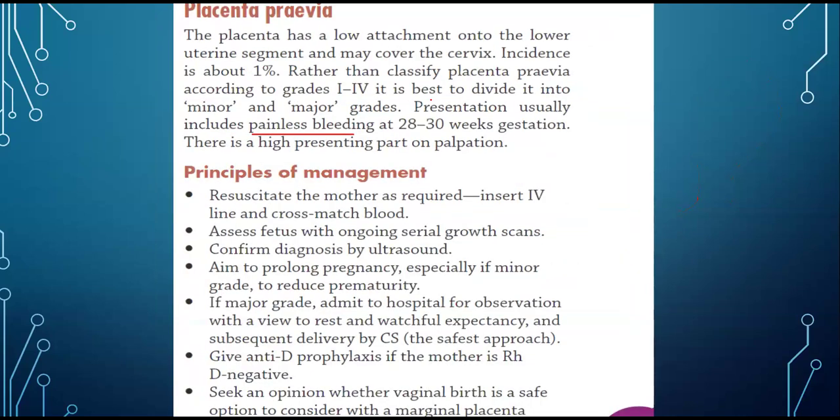So what is the main management for a pregnant patient coming to you with a sudden onset of per vaginal bleeding? Because this bleeding can sometimes be heavy, especially for the major grade. First thing is definitely to resuscitate the patient. So insert an IV line, send the blood for cross-matching and hold, and start the patient on IV fluid. So resuscitation, and then you confirm the diagnosis by doing an ultrasound. An ultrasound will give you an idea whether it is a minor or major grade of placenta previa. It will also give you an idea how the baby is doing.